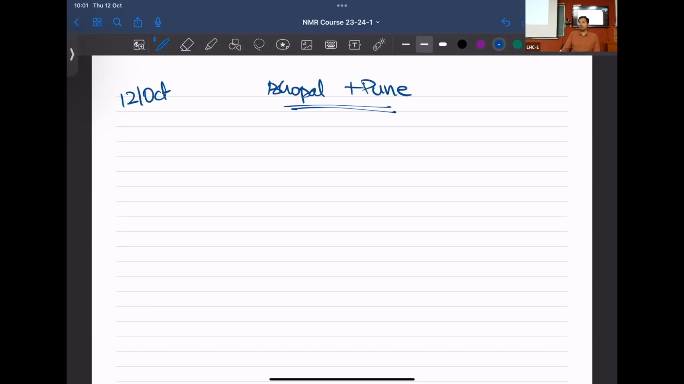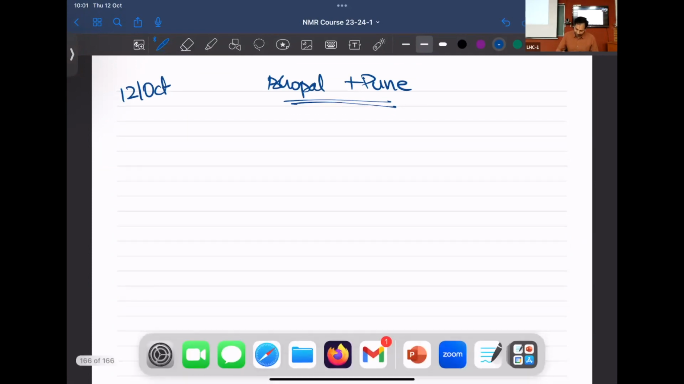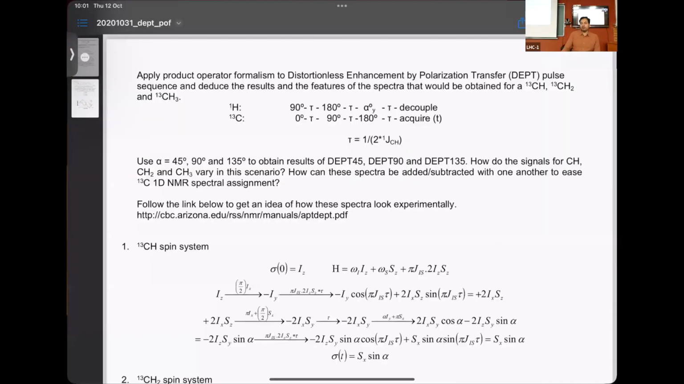Any questions from DEPT? Let's go back and revise what we did so that we can slowly get our brains ticking. The experiment that we were looking at yesterday was the distortionless enhancement by polarization transfer. In this, we were able to understand a few important aspects.